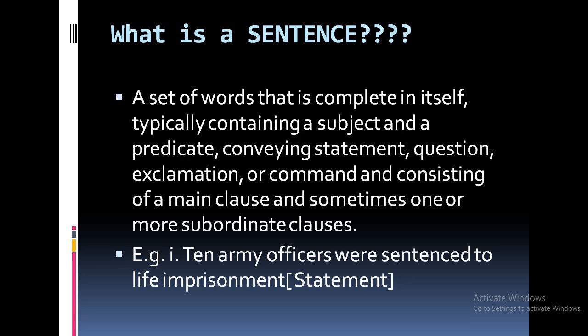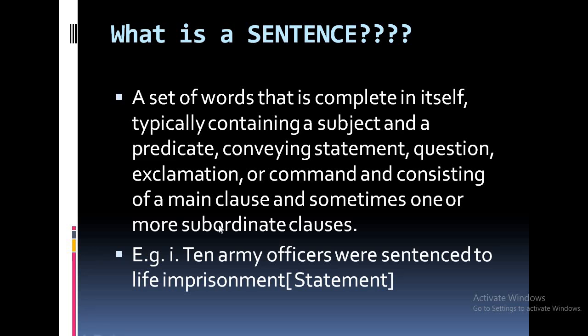Again, if I talk about exclamation, yes, exclamation also: what a great day it is, with an exclamation mark. Or a command, yes: go and sit down, take your place, and these sort of things. So these are the various kinds of sentences. Okay, so when you get sentence reordering, when you get the reordered words, you don't have the punctuation marks given there. You just need to write them and arrange the sentence accordingly, right?